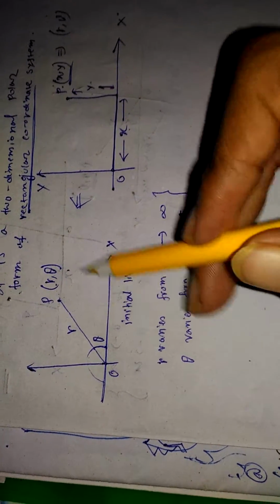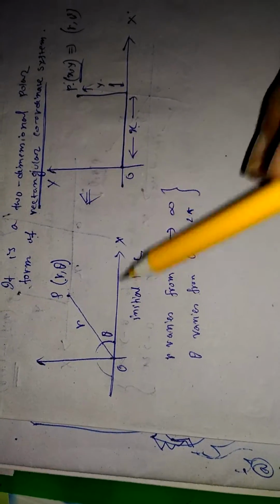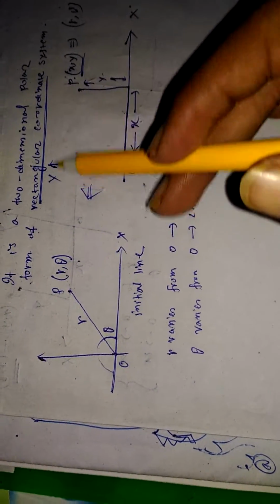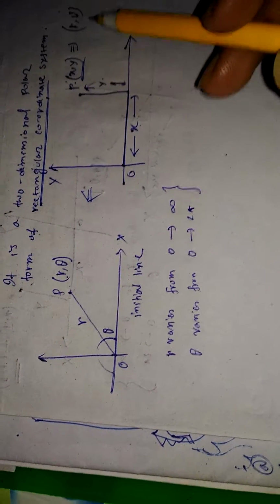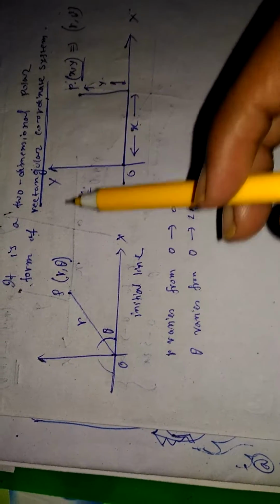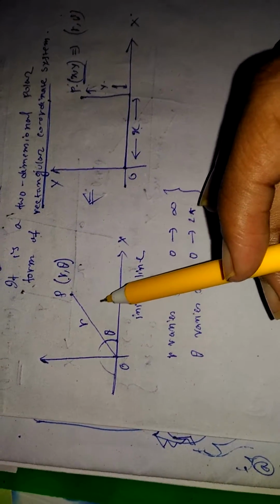This is our plane polar coordinate system, and this is the rectangular coordinate system. And we will discuss in our next lecture the relation between this rectangular coordinate system and this plane polar coordinate system.